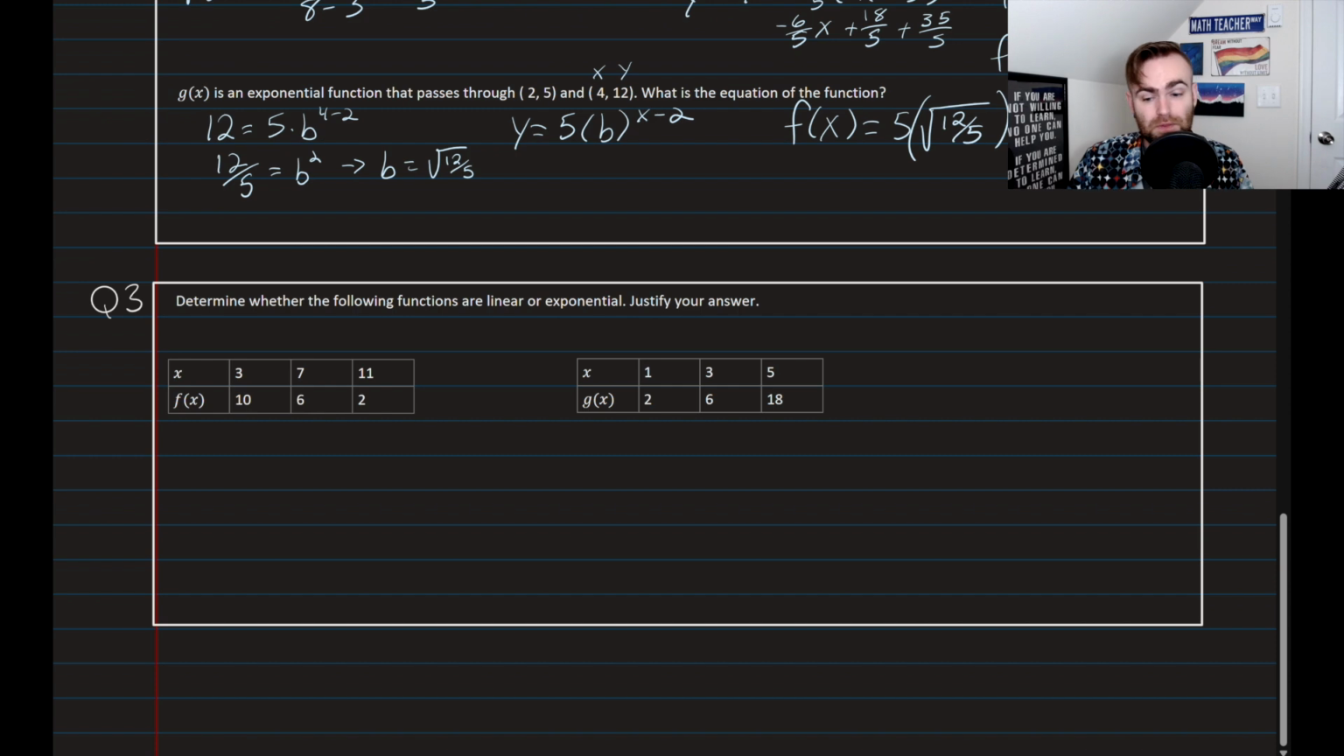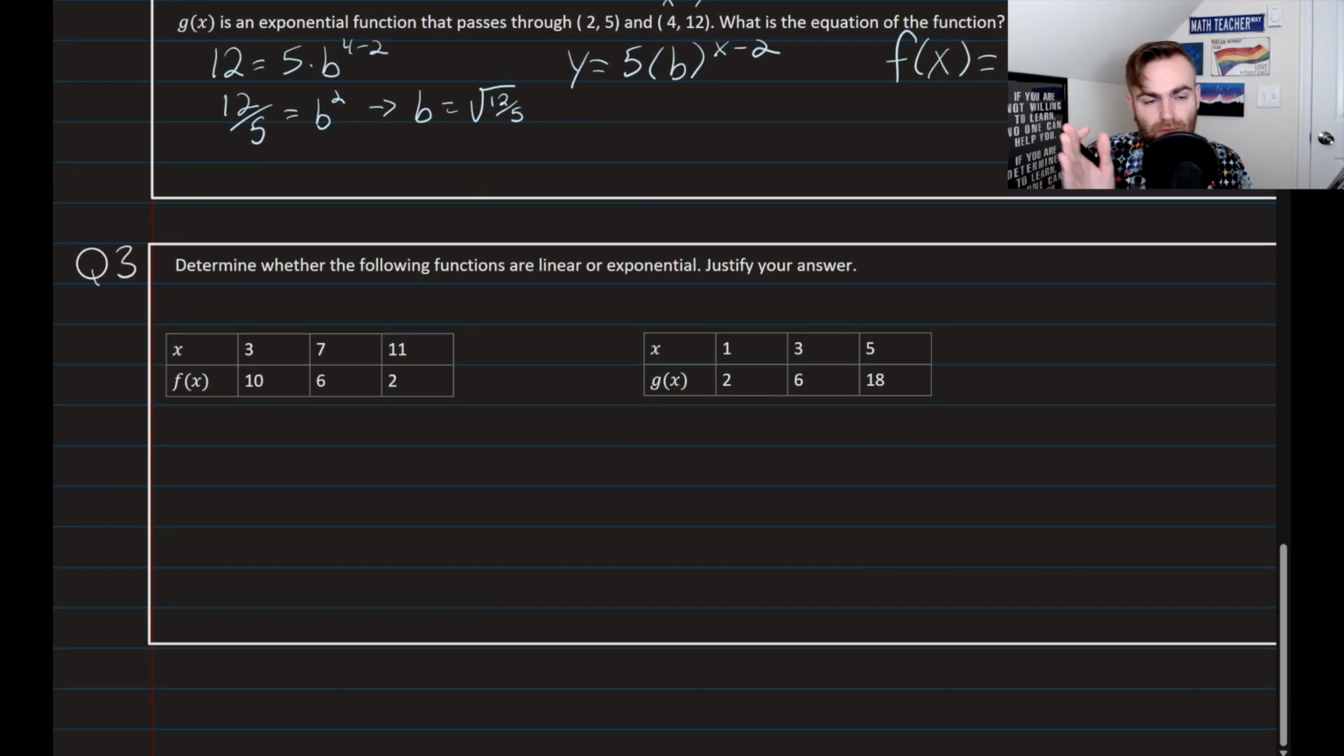So our last question we're doing together is we're given numerical representations of functions, and we're trying to determine if they're linear or they're exponential. So we have to be careful. One, our x values have to be increasing by the same amount. We have to have equal intervals in order to determine any of this. So we have to check that first. 3 to 7 is plus 4. 7 to 11 is also plus 4. So that is perfectly fine.